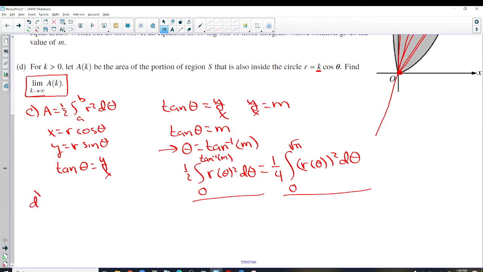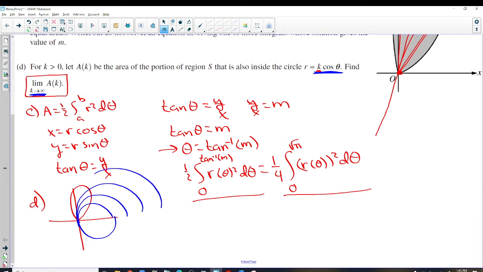So I'm going to recreate the graph that we have, roughly. Something like that. If we were to graph r equals k cosine theta, this is a circle. It's a circle off to the right, because cosine is x, and it would have a diameter of k. So here could be a possible k. But it's saying as k approaches infinity, so k is getting bigger and bigger, and I'm not drawing the whole circle, of course.